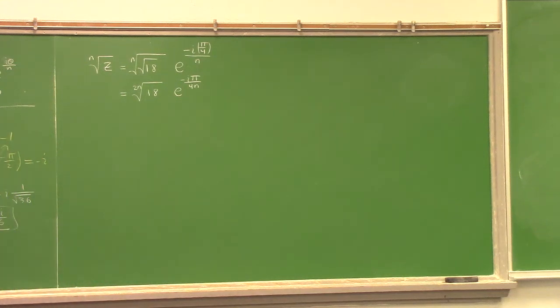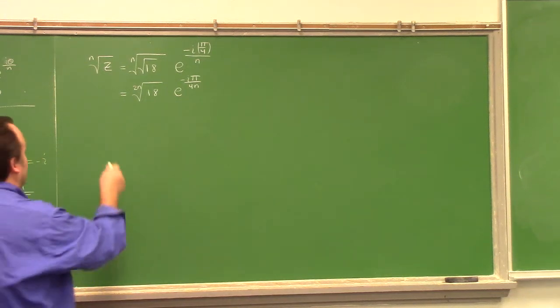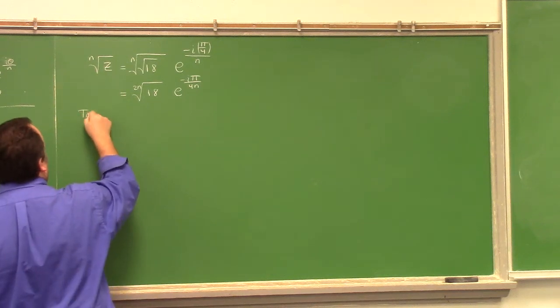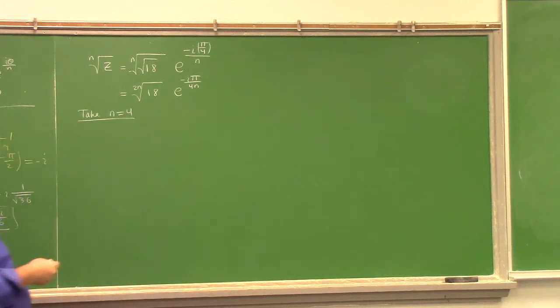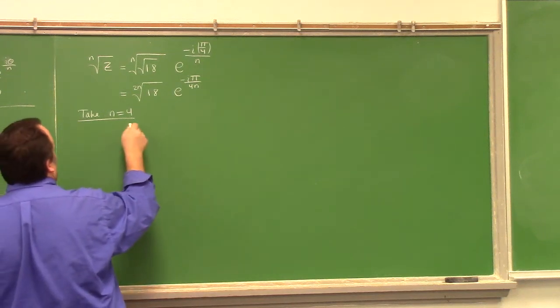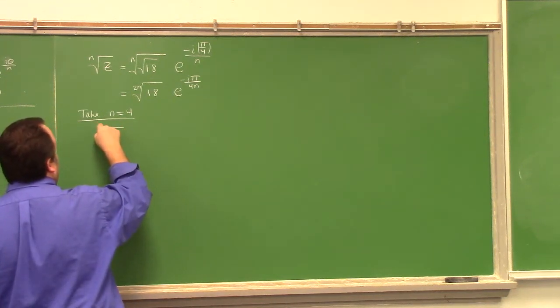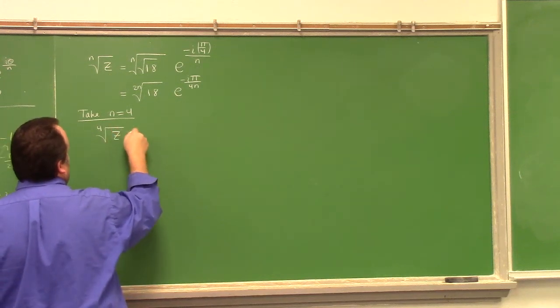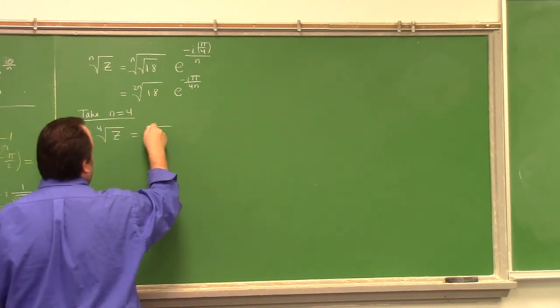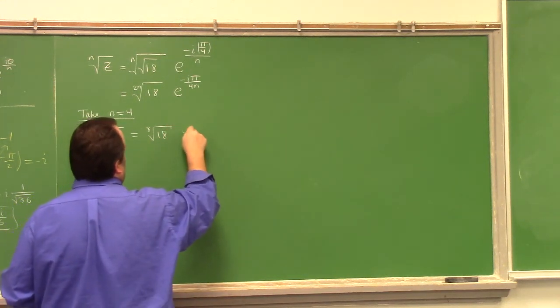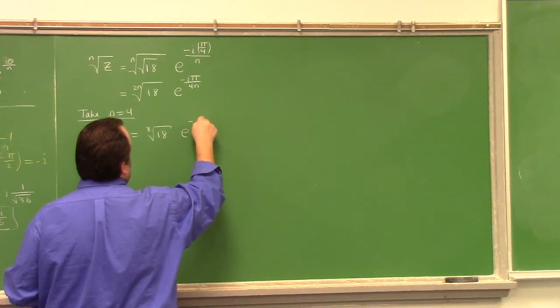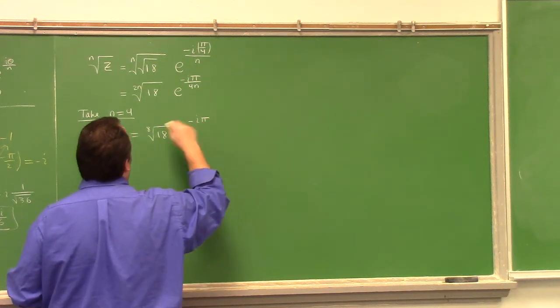Now, let me be specific here for a second. Let's look at the 4th roots. I like 4 because the 4th roots of unity are really easy to write out. So, all right, the 4th root of z would be the 8th root of 18, whatever that is. You can calculate that on your calculator easily. And then e to the what? E to the minus i pi over 4 times 4, 16.